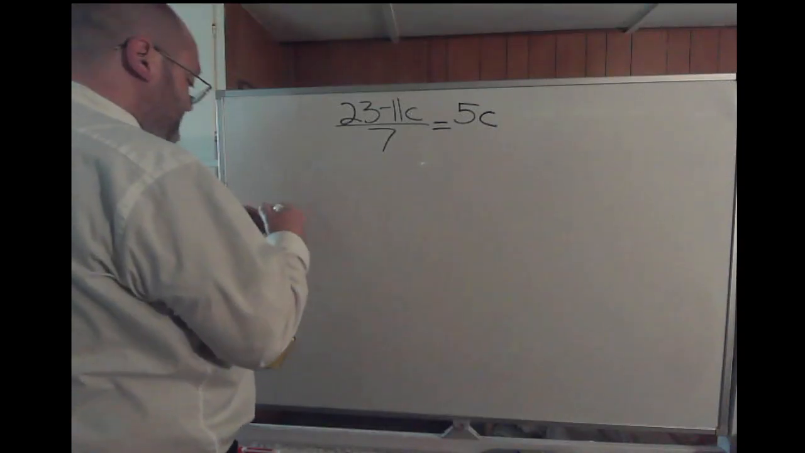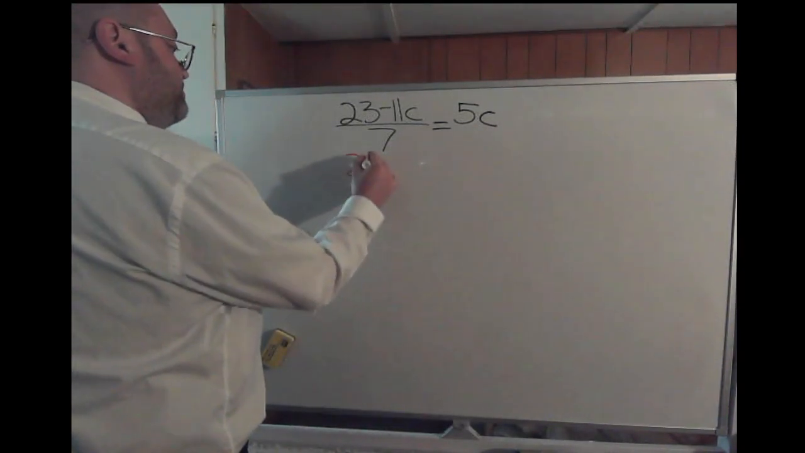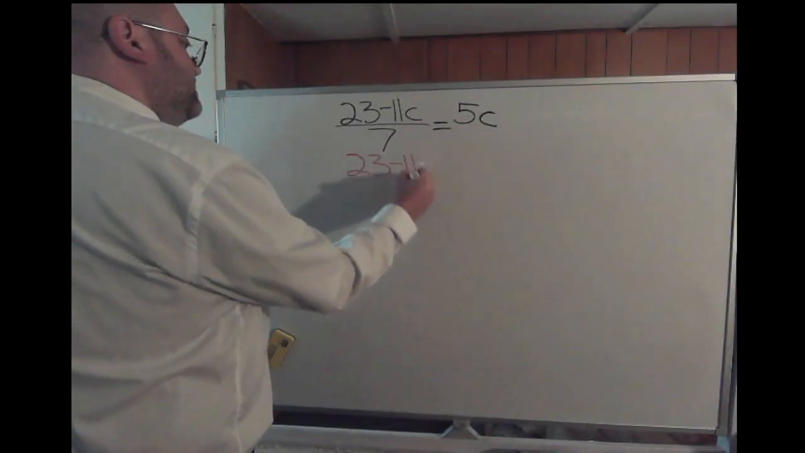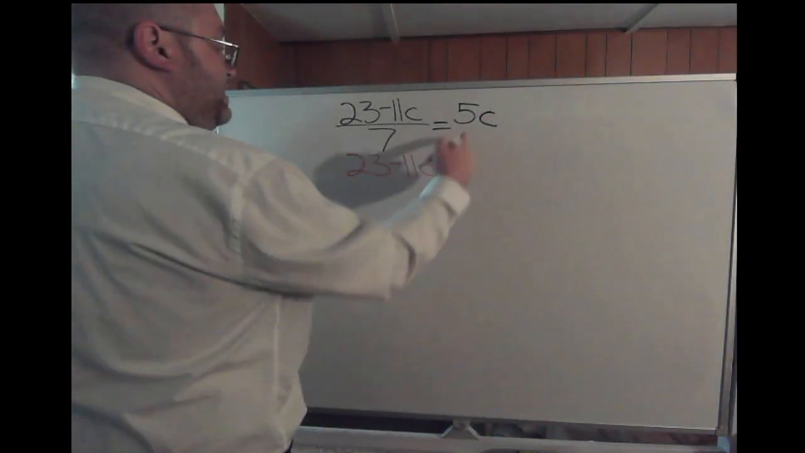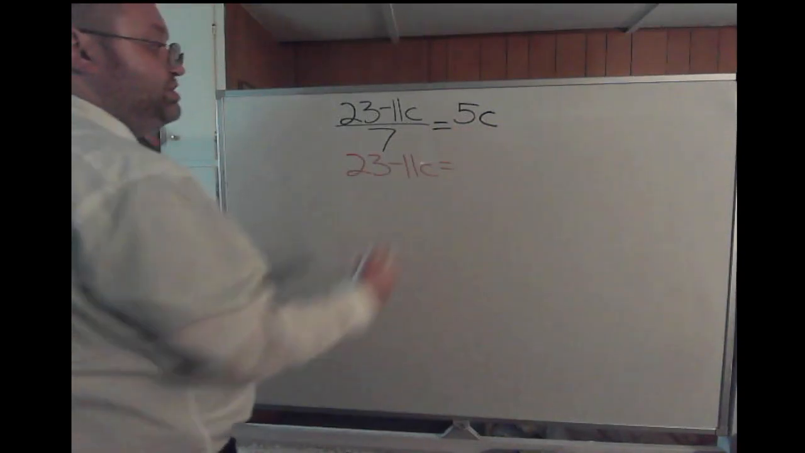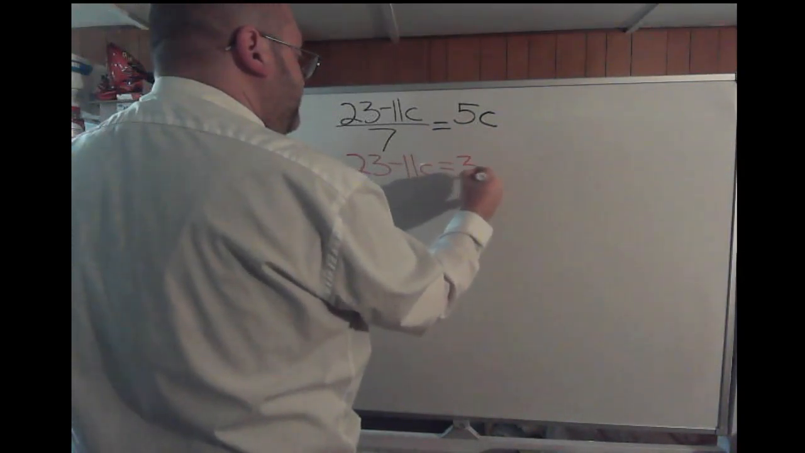You do that, let me write in a different color. You'll just end up with 23 minus 11c is equal to, then the right-hand side, you also have to multiply by 7 since you did it to the left. 7 times 5c, that's 35c.